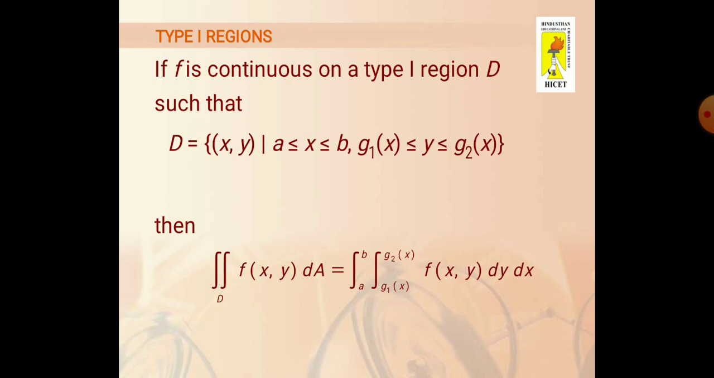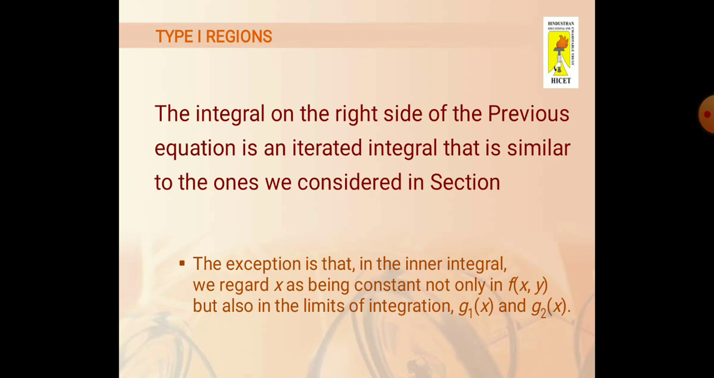Therefore, if f is continuous on the type 1 region D, where D is the set of x comma y such that x lies between a and b and y lies between g1 of x and g2 of x, then the double integral over D of f of x comma y dA equals the integral from a to b of the integral from g1 of x to g2 of x of f of x comma y dy dx. So the integral on the right side of the previous equation is an iterated integral that is similar to the ones we considered in this session.